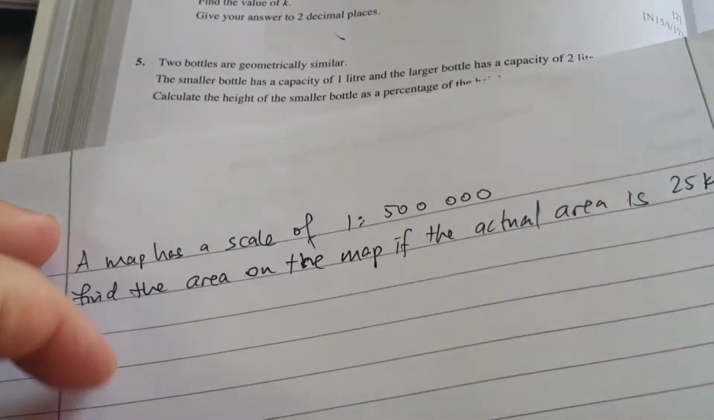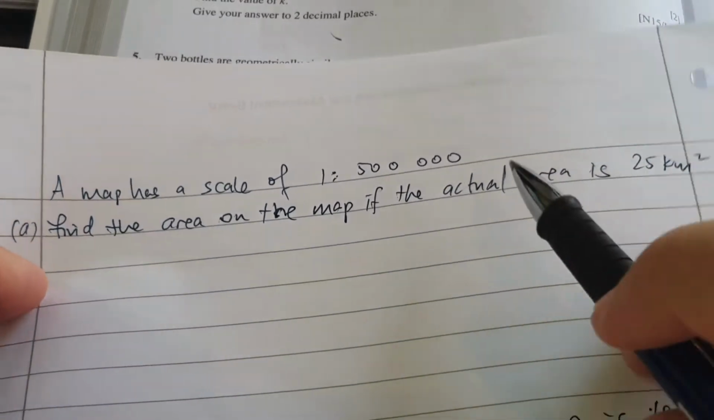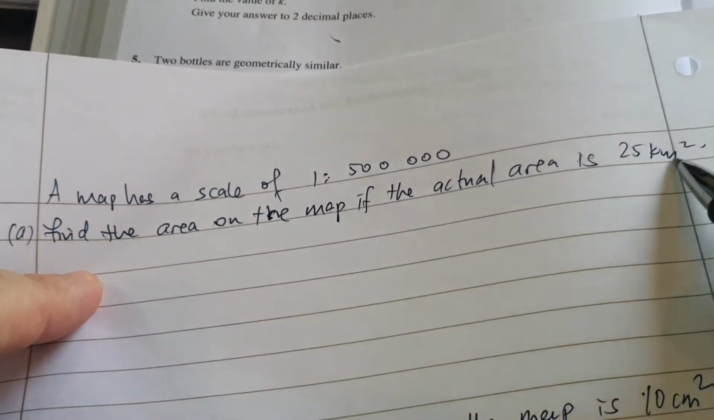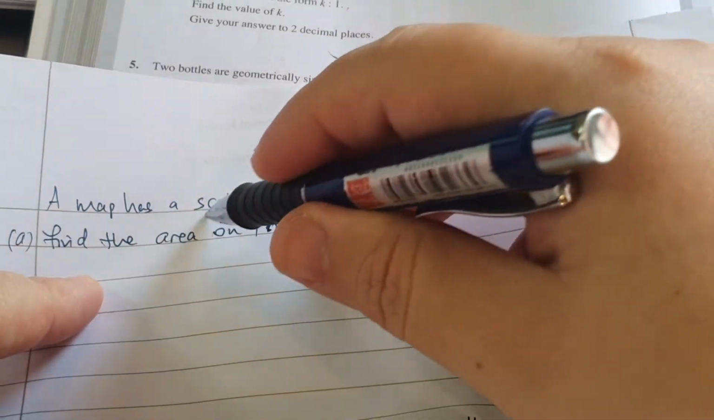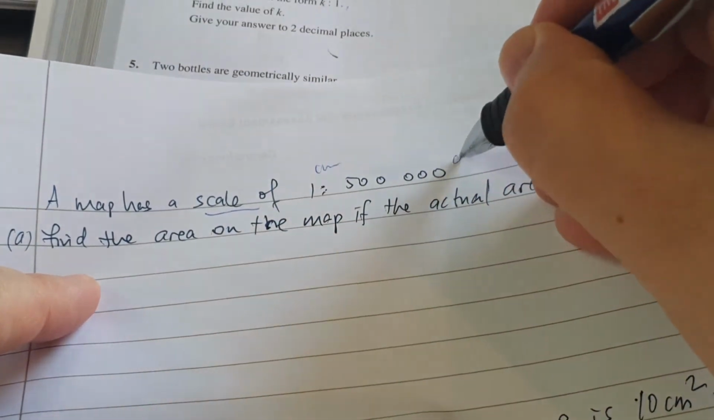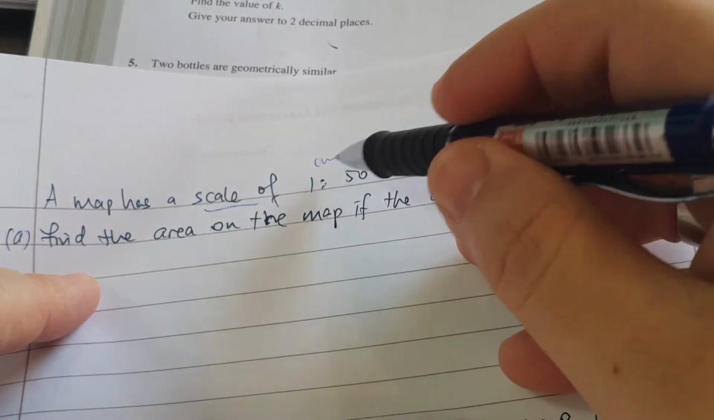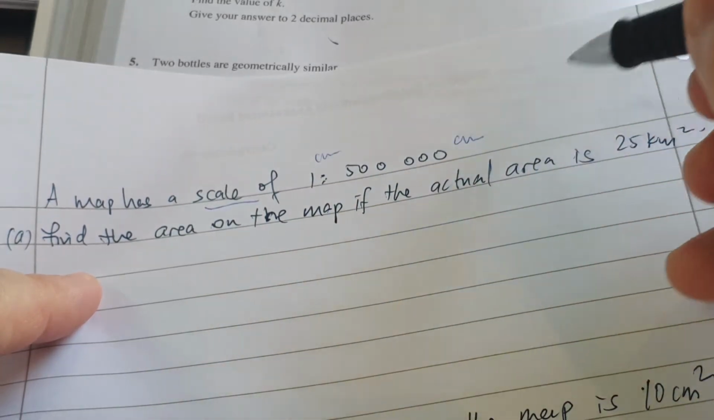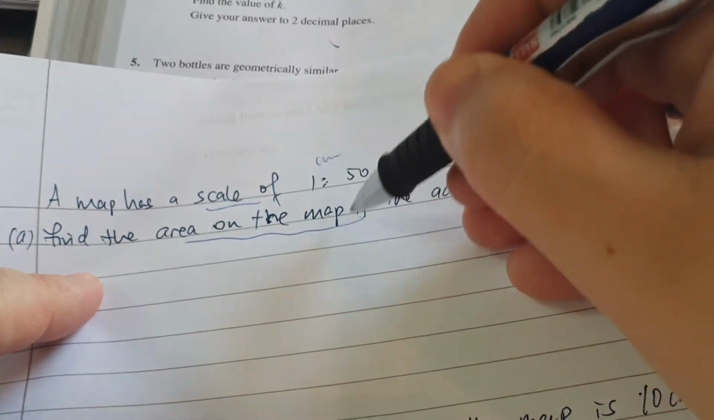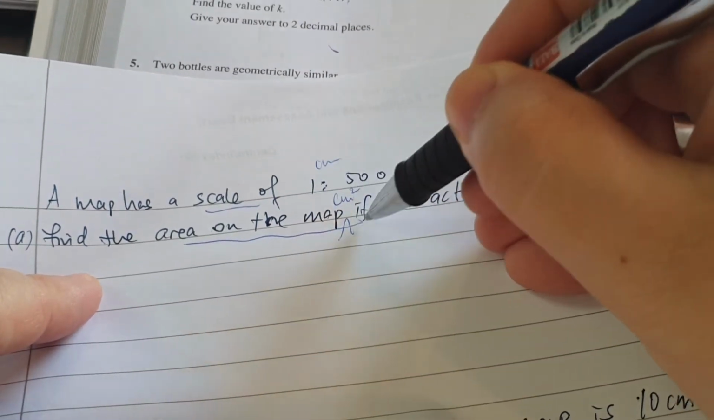So the other thing, just an example. This map has this. Find the area on the map with the actual area. So I told you already, the scale means cm. This is just the question they asked me on WhatsApp. So how to do? Find the area on the map. I think down here they did write cm square.